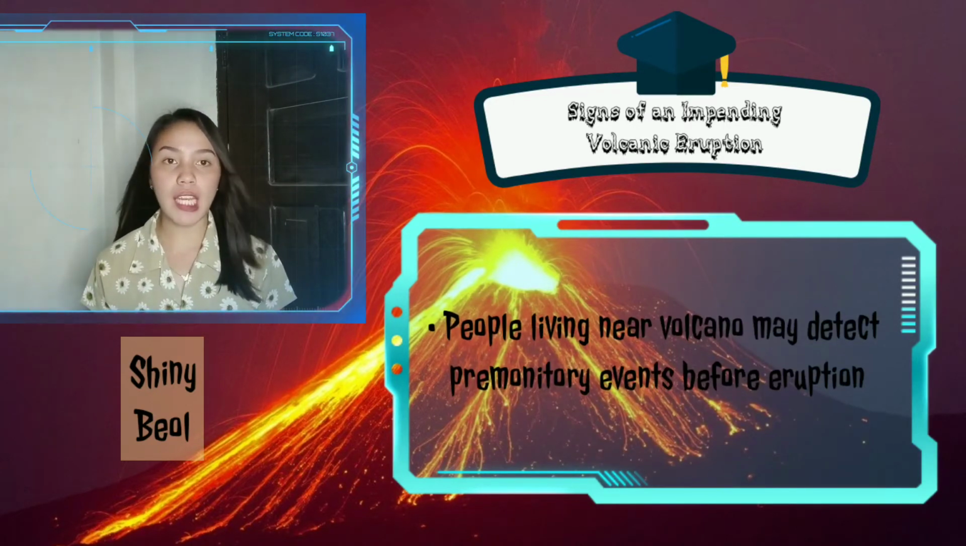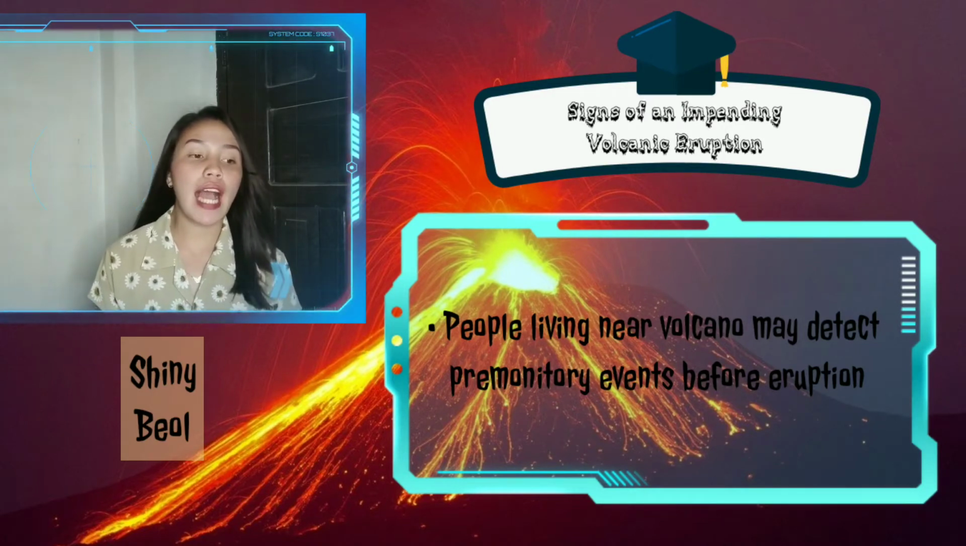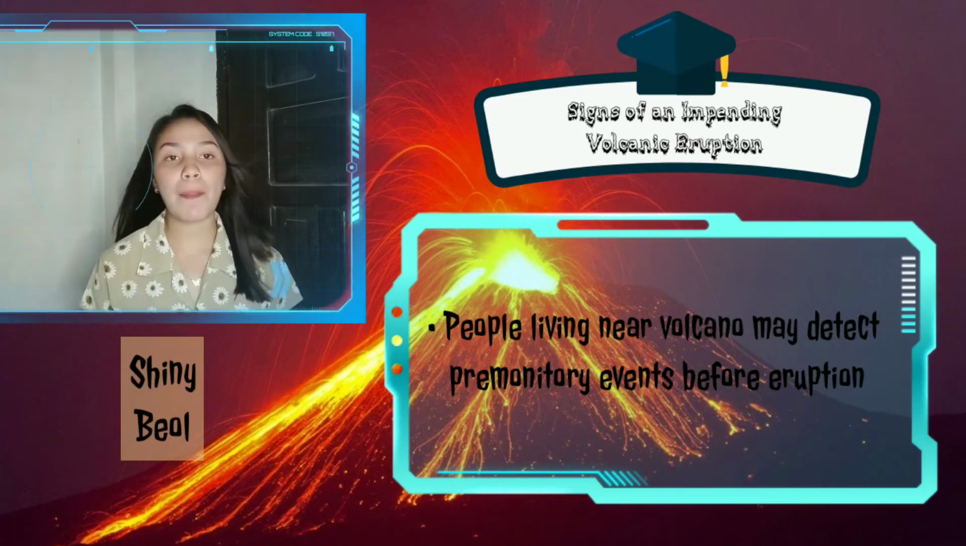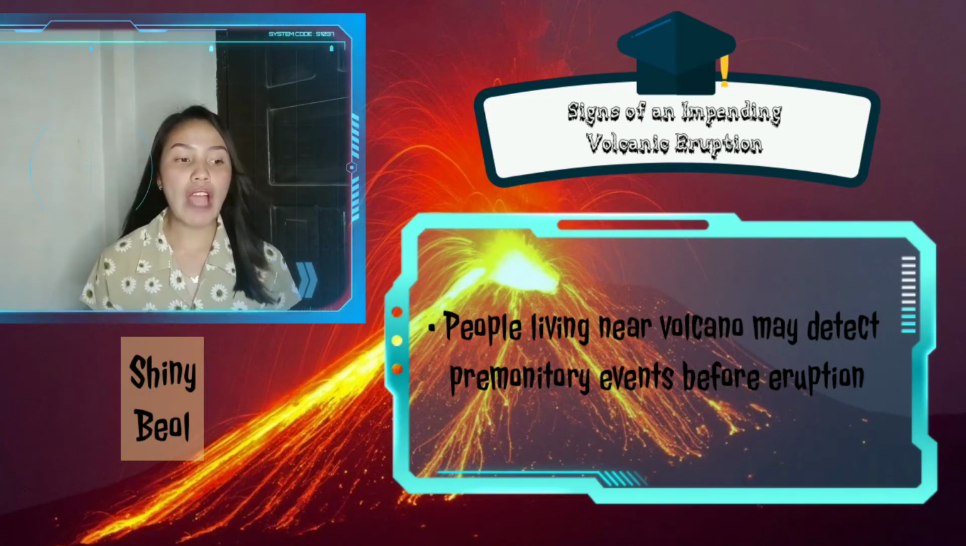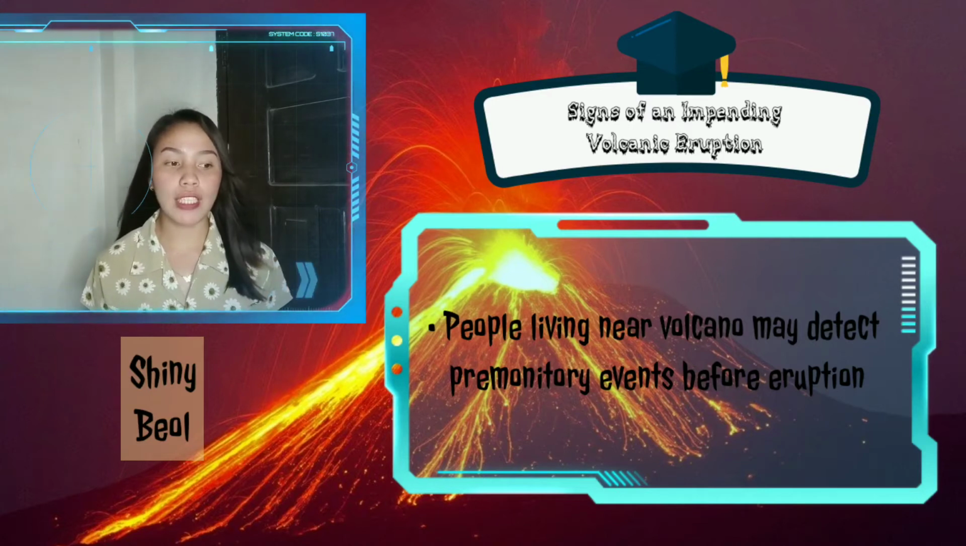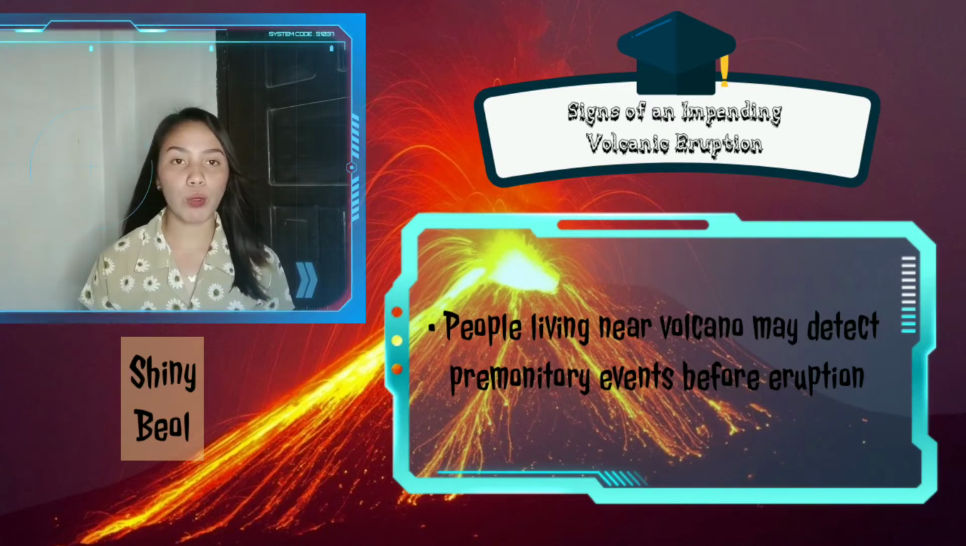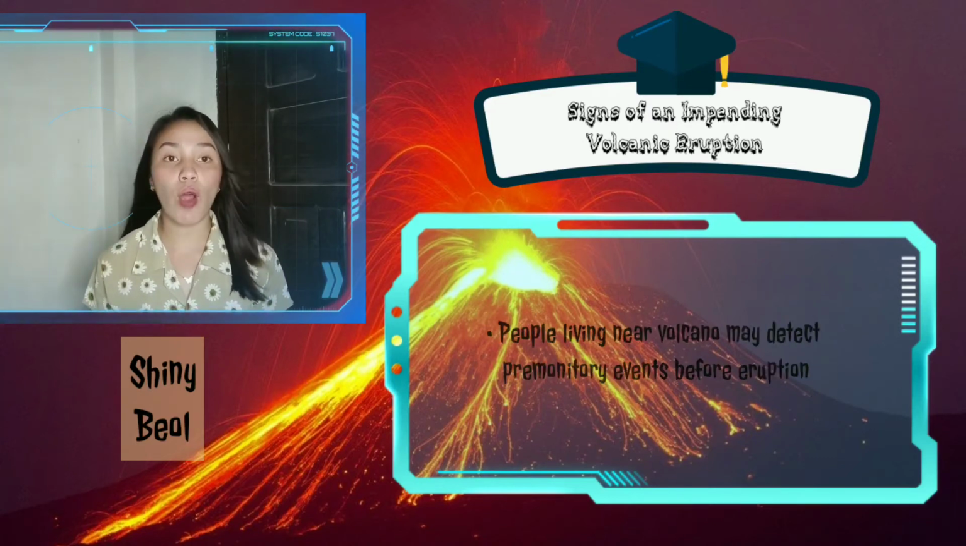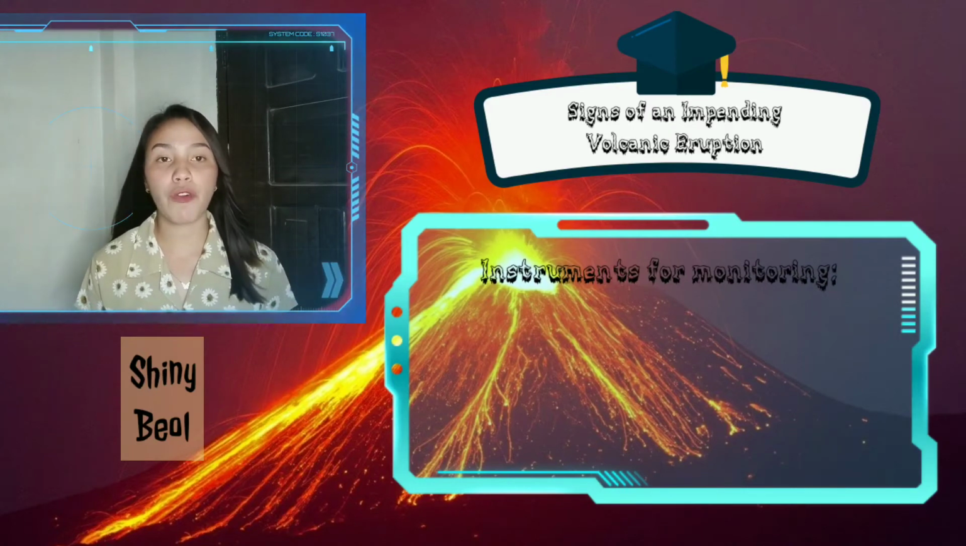People living near volcanoes may detect premonitory events before an eruption. Yun na nga, usually mas madaling ma-detect ng mga tao malapit sa bulkan if ever man na magkaroon ng volcanic eruption kasi sila yung mas nakaka-observe at mas nakakaramdam ng mga signs na nabanggit ko or ng mga warnings na nabanggit ko kanina. They can also use instruments for monitoring.